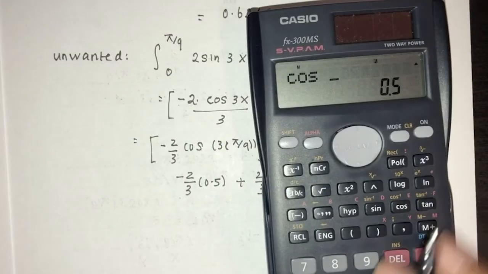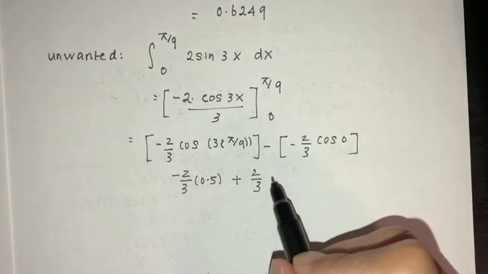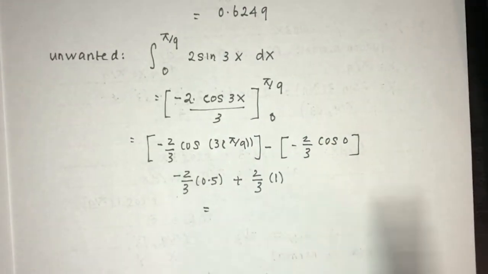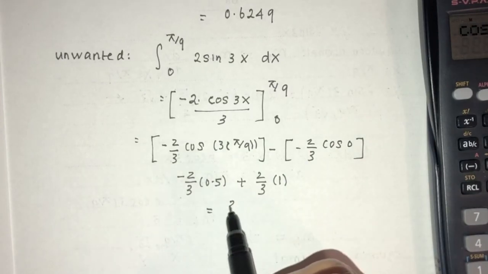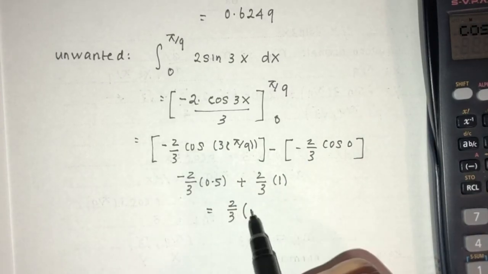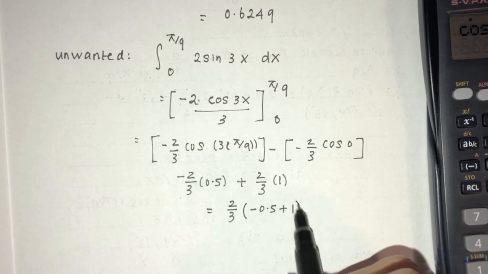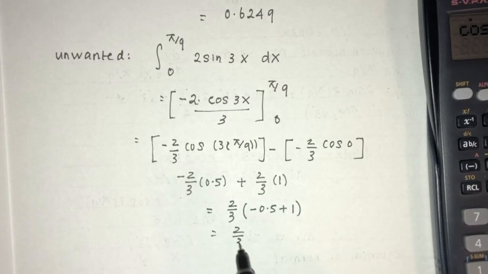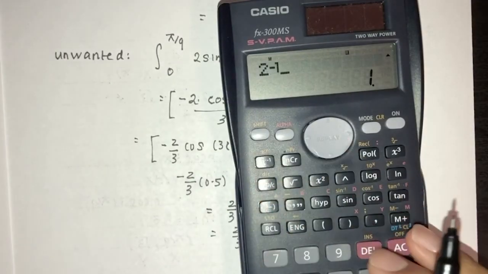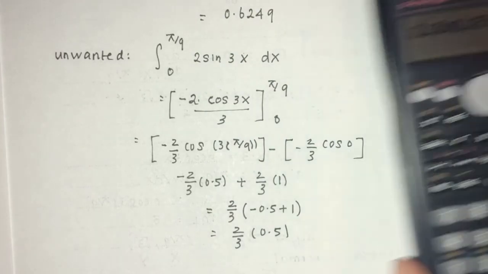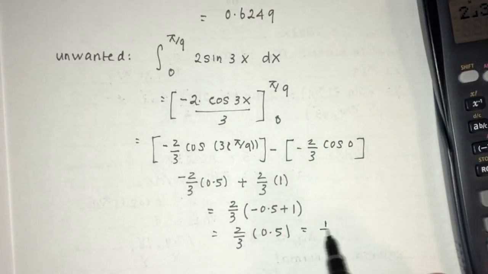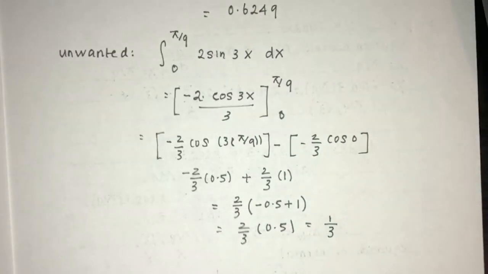What is cos of 0? Cos of 0 should give you 1. So let's see what value we get. If you can see, we can just take 2 over 3 out. You will have minus 0.5 plus 1. That will be 2 over 3 times 0.5. So 2 over 3 times 0.5, that should be 1 over 3. That is the unwanted area.